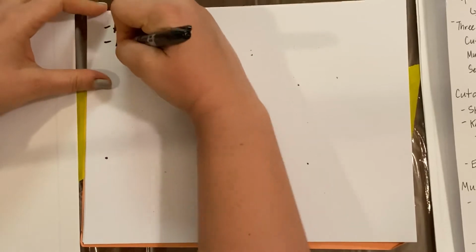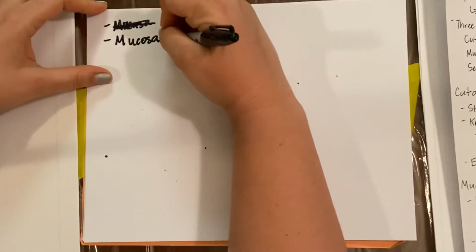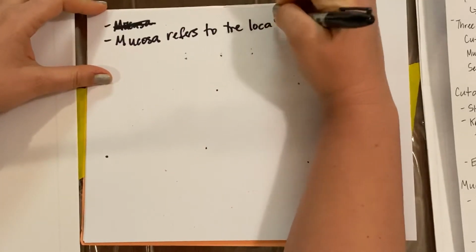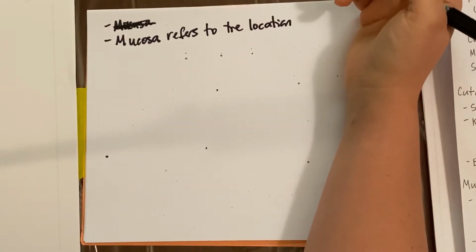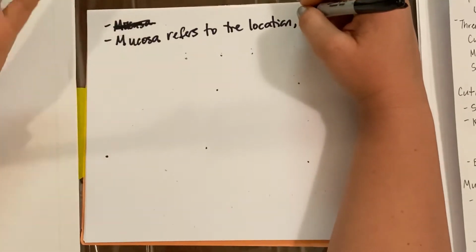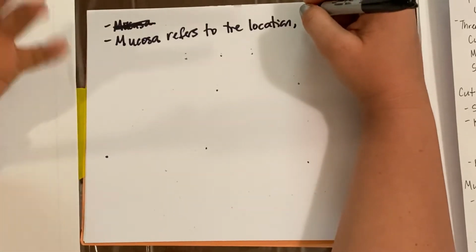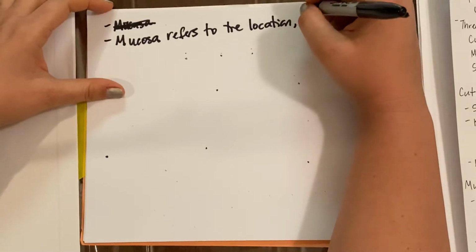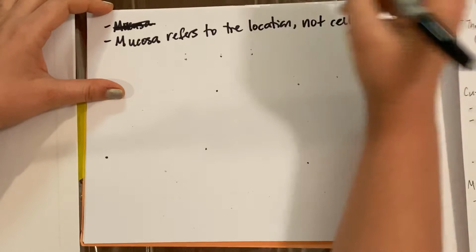Okay. The mucosa refers to the location, so that these are located at the openings of the body, but it doesn't tell you anything about the actual cell type. And the cell type is going to depend on the actual location in the body. So are we talking about the mouth? Are we talking about the anus? We're talking about the urogenitals, respiratory tract, things like that. So it refers to location, not cell composition.